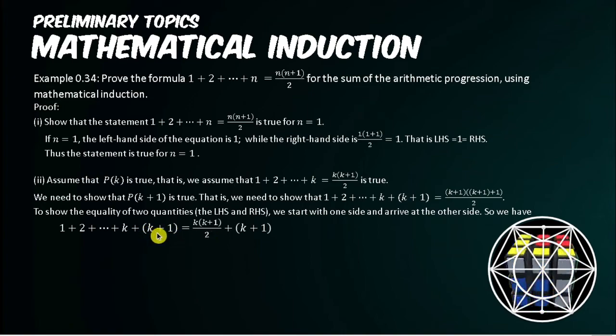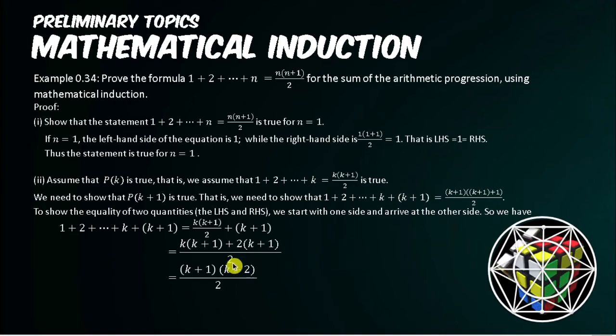If we add k plus 1, then logically we have to add the same amount to the other side of the equation, just to balance the equation. Working with this one by simple algebra, we simply combine these two fractions. We have k times k plus 1 plus twice k plus 1 all over 2. In the numerator, we can factor out k plus 1, since it's the same factor, so it becomes k plus 1 times k plus 2 all over 2.